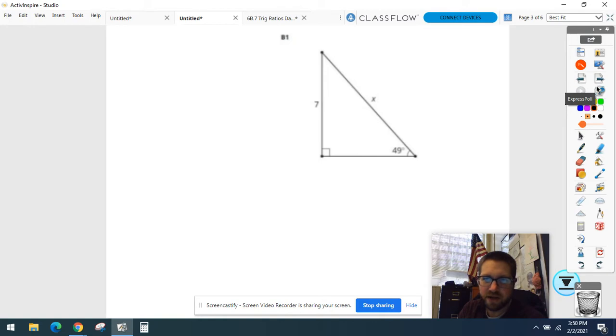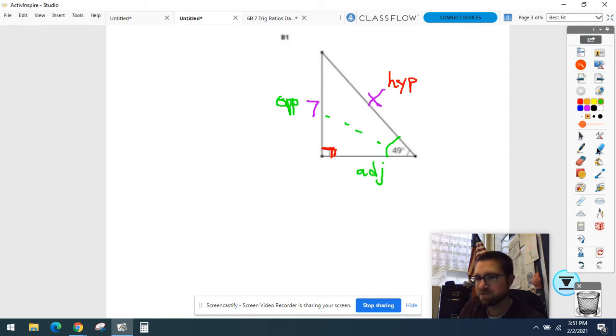Here's another triangle. This time it's 7 again, mysterious, and x, and this angle is 49 degrees. Again, I need to start by doing my labeling. X is the hypotenuse, because it's across from the right angle. And then as far as the other sides are concerned, I would say that 7 is opposite from 49 degrees, and this side down here is adjacent to 49 degrees.